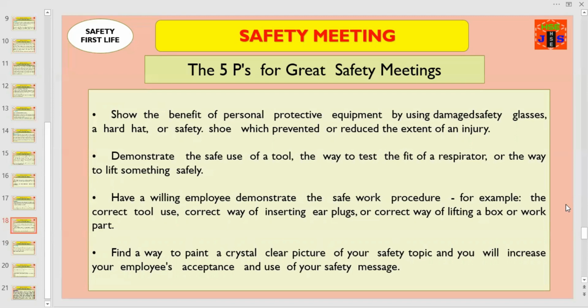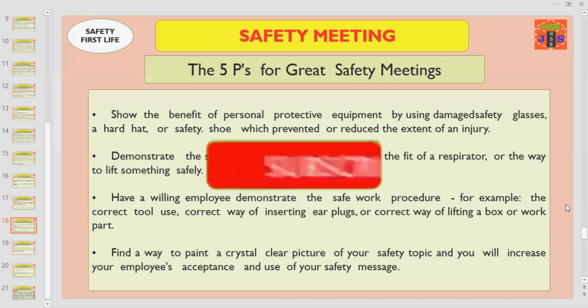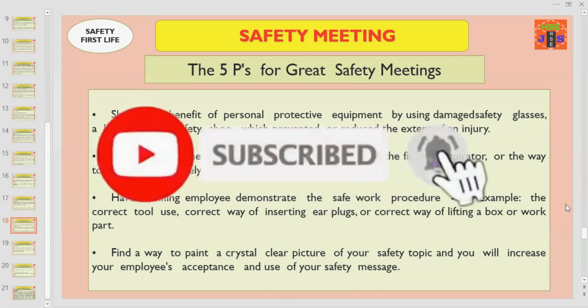You have to demonstrate the safe use of a tool, the way to test the fit of a respirator, or the way to lift something safely. Have a willing employee demonstrate the safe work procedure. For example, the correct tool use, correct way of inserting earplugs, or correct way of lifting a box of work parts. Find a way to paint a critical, clear picture of your safety topic, and you will increase your employees' acceptance and use of your safety message.